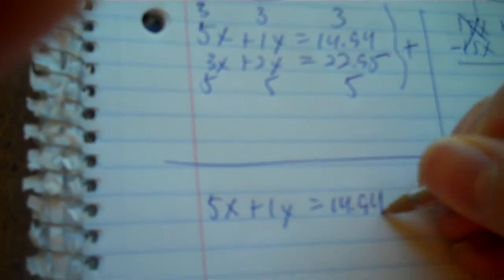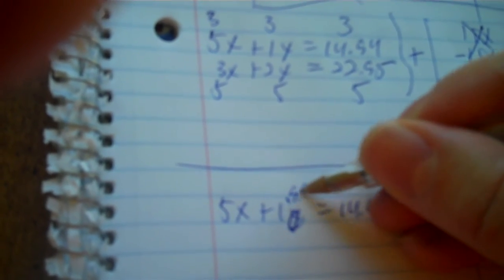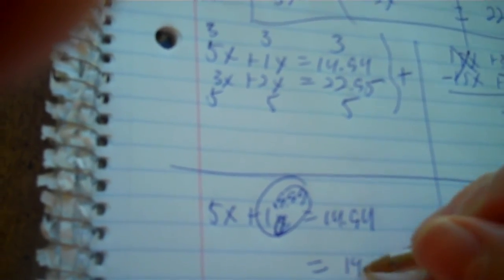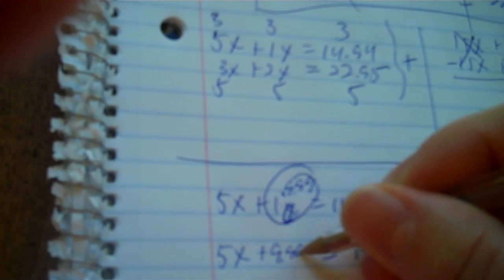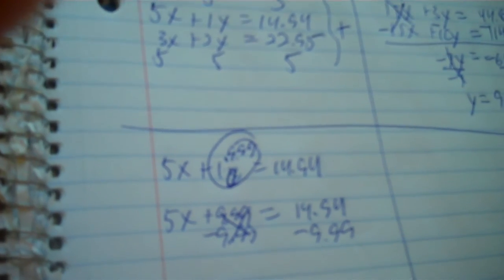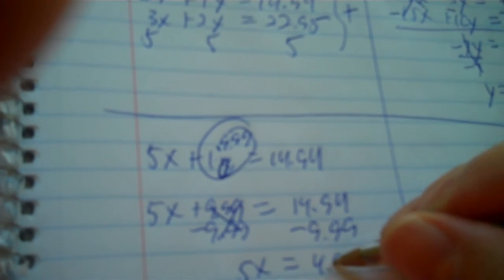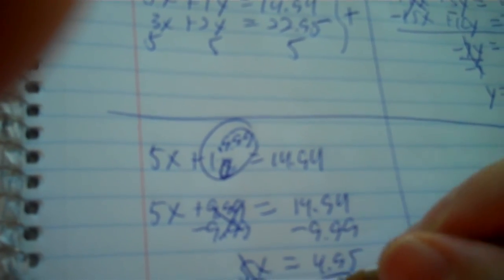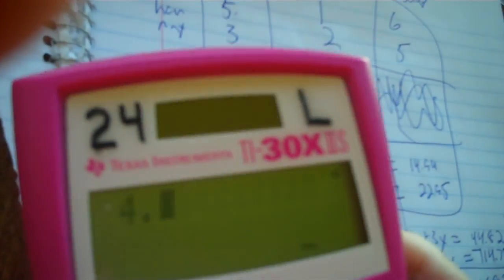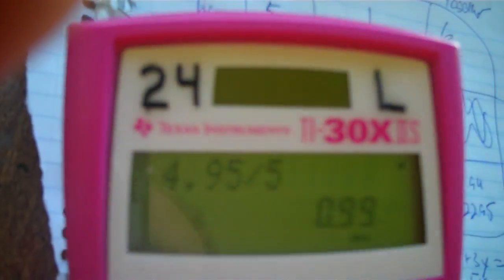Now you don't have a quick way to get the other answer. You have to plug $9.99 into this first equation. So 1 times 9.99 is 9.99, so you have 5X plus 9.99. Then you minus the $9.99 from each side. 14.94 minus 9.99 is 4.95. 4.95 divided by 5. It's 99 cents.